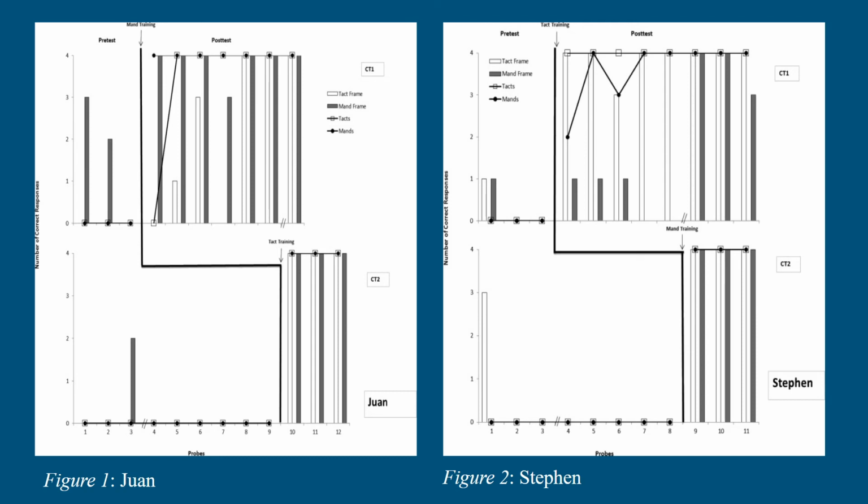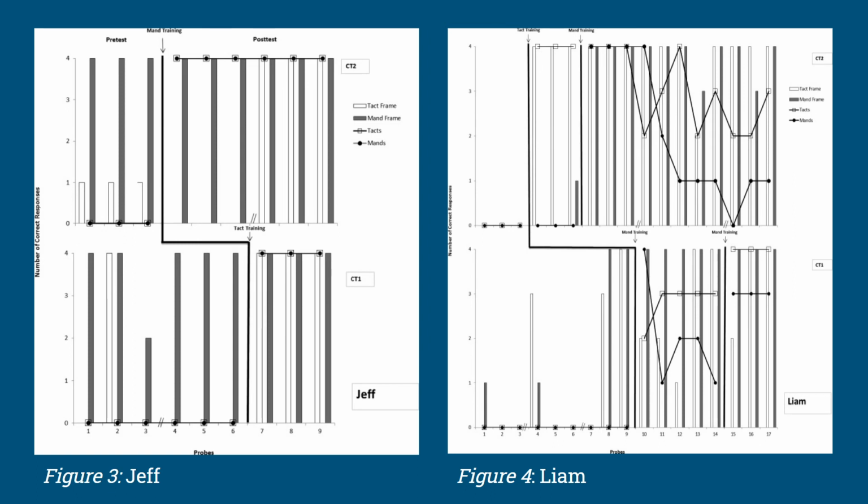For Stephen, the pre-test, there were no mands or tacts that were done correctly. For CT1, post-test, tacts were done 4 of 4 times, but the frame was inconsistent until CT2 mand training. For Jeff pre-training, there were none emitted correctly, but almost all autoclitics were done. The mand frame on CT1 and 2 was where it was mostly done. The only deviance was on the third trial. After mand and tact training, the mand frame was 100%. The tact frame was not until he was taught directly in CT1, and then it was 100%.